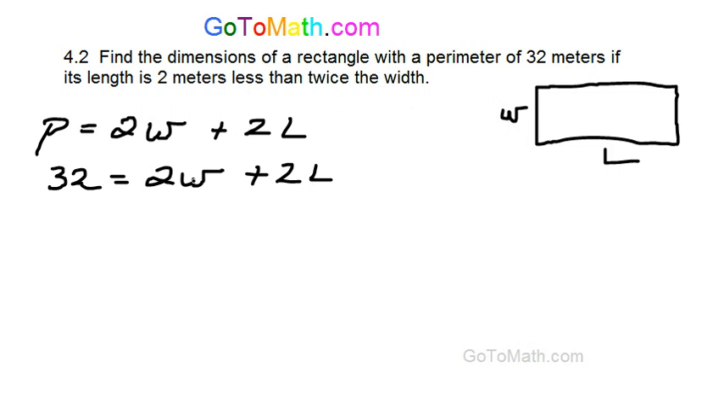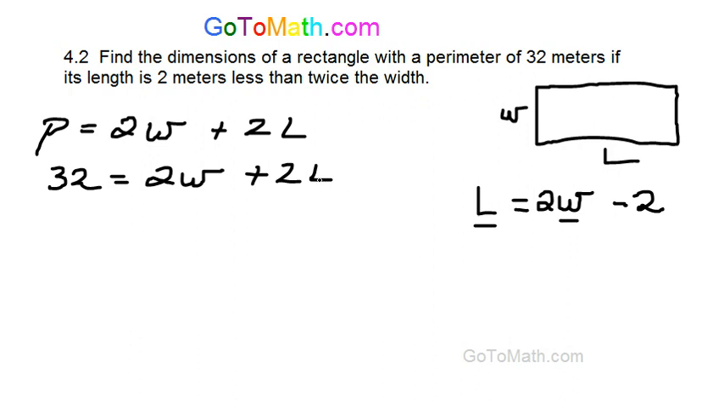We need to get it either in terms of w or in terms of l, whichever one. So let's go ahead and keep reading. If its length is, so actually they're giving us a relationship here. Its length is equal to 2 meters less than, we'll put minus 2 here, 2 meters less than twice the width. So twice the width and 2 meters less than. So now we have a relationship between L and W.